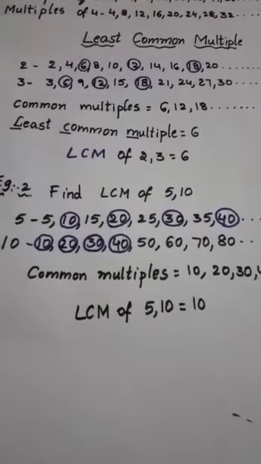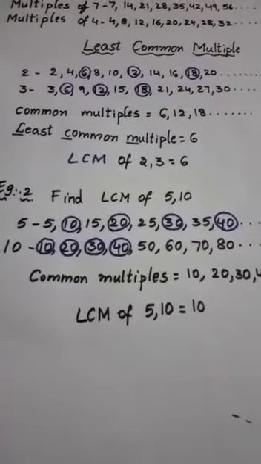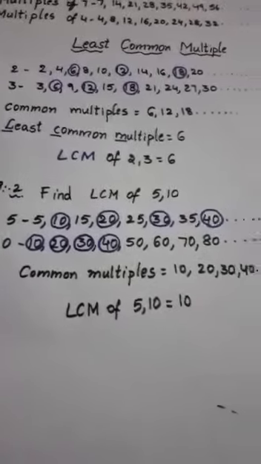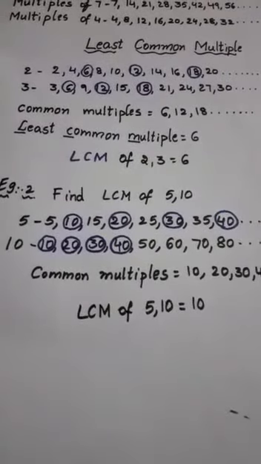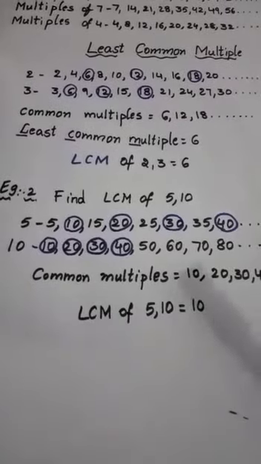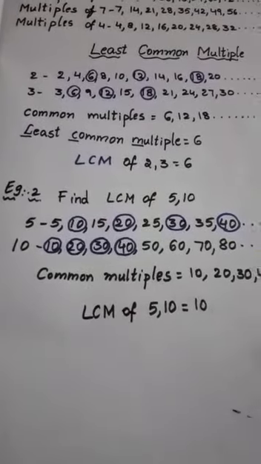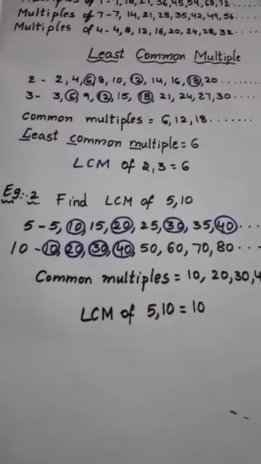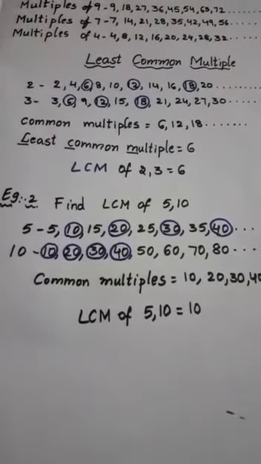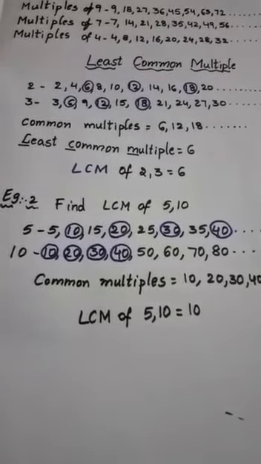This method is called list out multiples method. Which type of method is this? List out multiples method. Why you call it list out multiples method is, here we are listing each multiples or not. 2 multiples we are writing. Next 3 multiples. Finally common multiples. Next least common multiples. So we are listing multiples here. So that's why it is list out multiples method.